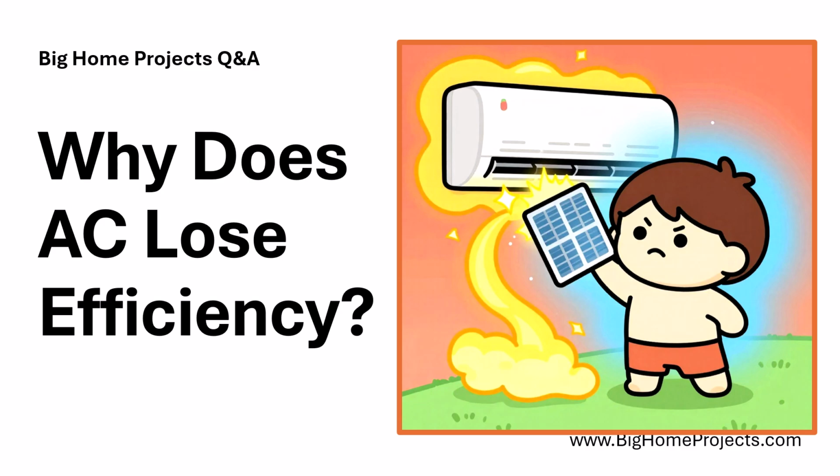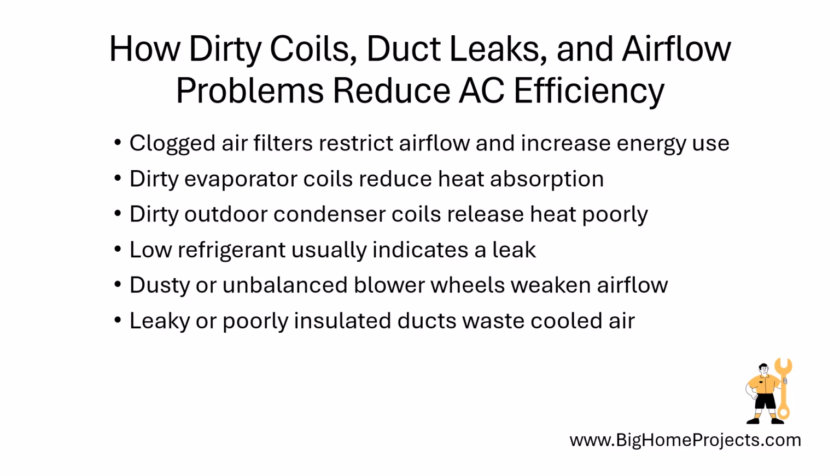What causes my AC to lose efficiency over time? An air conditioner usually loses efficiency because dirt, blocked airflow, refrigerant leaks, worn parts, and aging electrical components make it work harder to move heat. The air filter catches dust, but when it becomes clogged, less air can pass through the system, so cooling slows down and energy use rises.